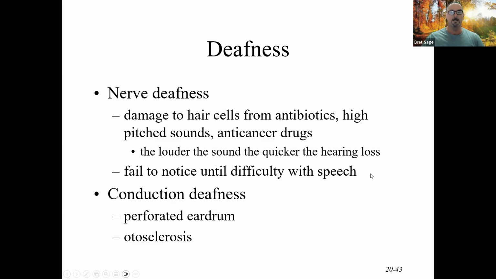My mom is in her 80s. She has difficulty hearing, but she doesn't want to wear a hearing aid because it's a pain in the neck.